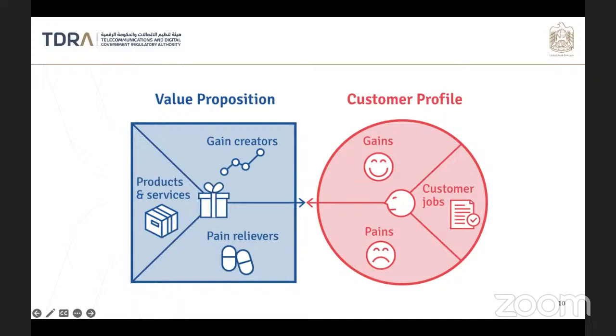And this is your job, to find this product or this service that can match this customer profile and can do pain relieving and gain creation for them. In order to do that, you must understand very well your customers, their profiles, how they look like, what is their lifestyle, what is their income, all those details.